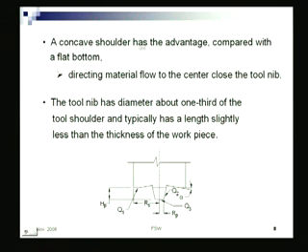So a concave shoulder has an advantage, as I was saying, compared with a flat shoulder. That shoulder, so this is the nib, a small cross section of it. So this part is the shoulder of the nib. So a concave one has an advantage. What is that? It directs material flow to the center close to the tool nib.